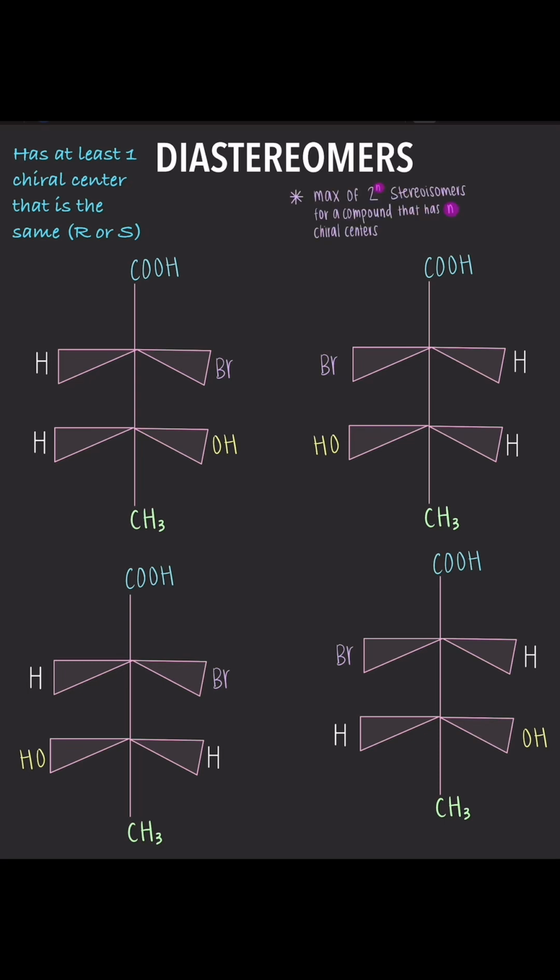Now, what is the rule? Someone was asking me how many stereoisomers there are for a certain compound. The max is 2 to the n power. So if you have one chiral center, it's going to be 2 to the first, a max of 2 stereoisomers. If you have 2 chiral centers, then the max you can have would be 4 stereoisomers because it's going to be 2 to the second power, or 2 squared. So again, that's going to be 4. Now, that is your rule. That's the max number of stereoisomers you can have in that compound.